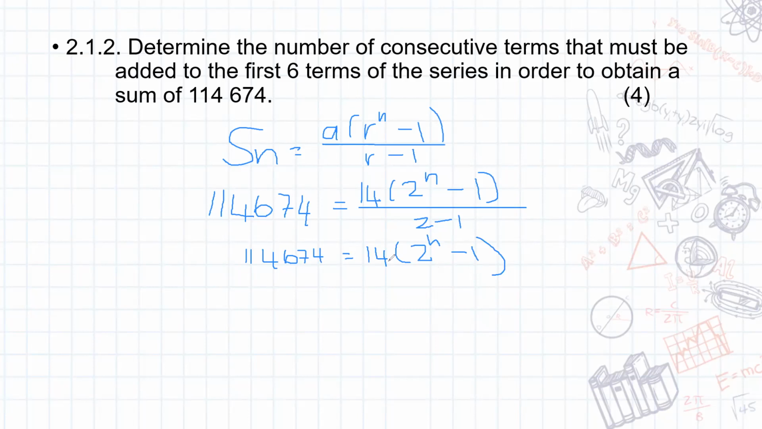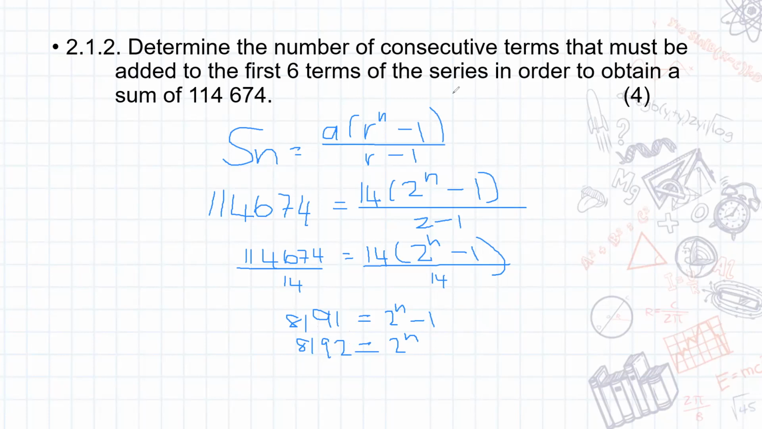Right, now we get rid of the 14, so we divide both sides by 14. And again, I have done the calculation already, and the answer to that is 8191 is equal to 2 to the n minus 1. Now we take 1 to the other side and we add it, minus over the equal sign becomes plus, so we have 8192 is equal to 2 to the n. Now, this is actually a log question, or in other words, what power of 2 is 8192?